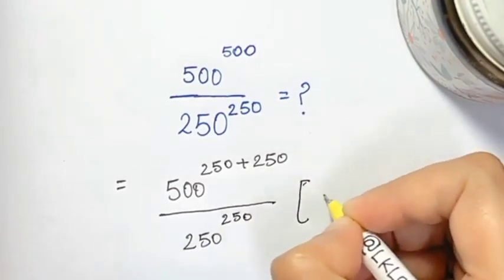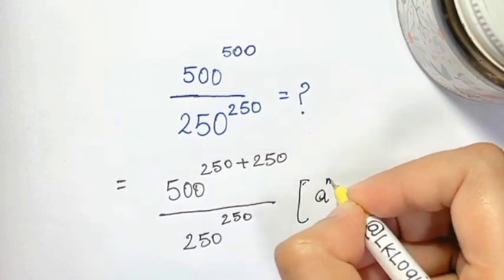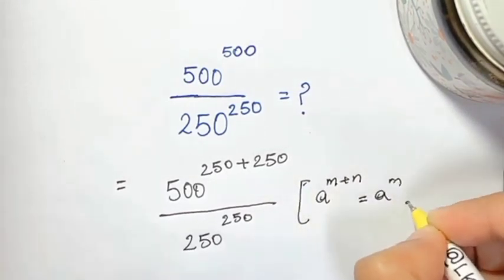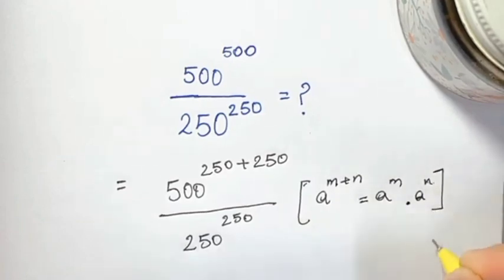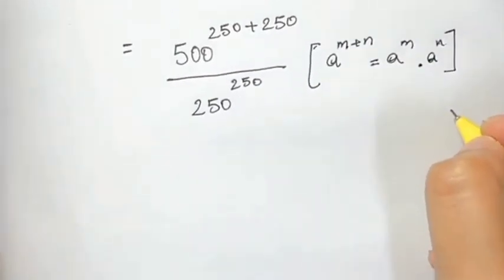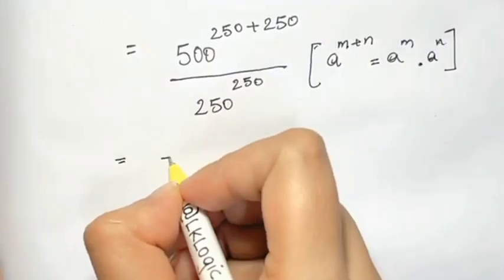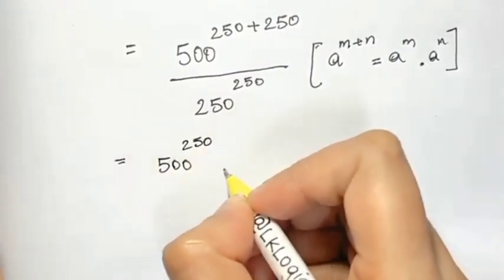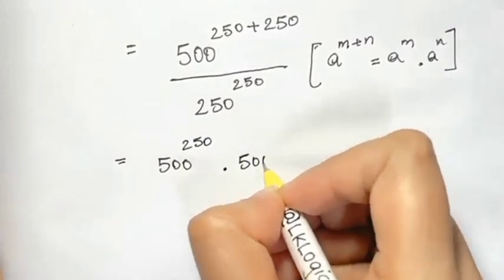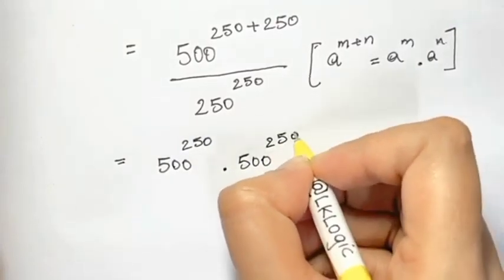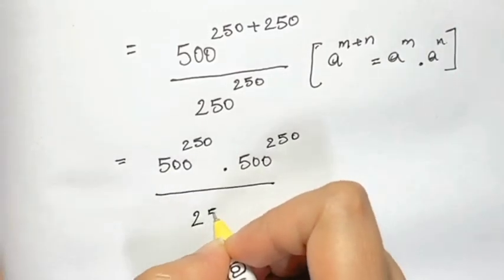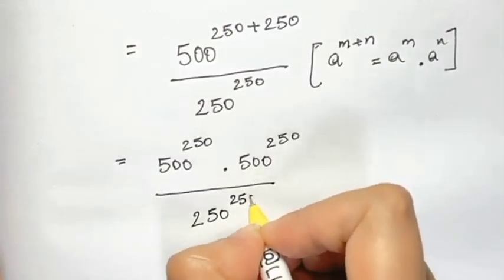And now we are going to use this law. You have a to the power of m plus n. You can just split them: a to the power of m times a to the power of n. Now let's do that. So we have 500 to the power of 250 times 500 to the power of 250 over 250 to the power of 250.